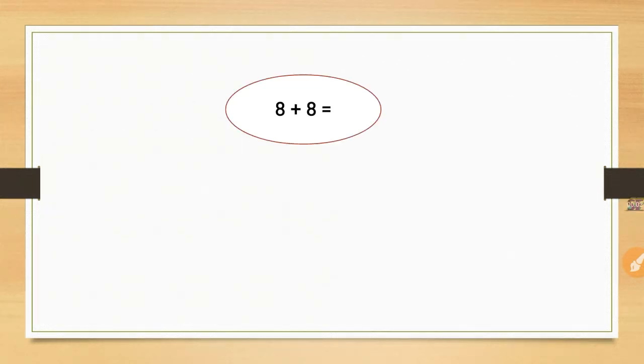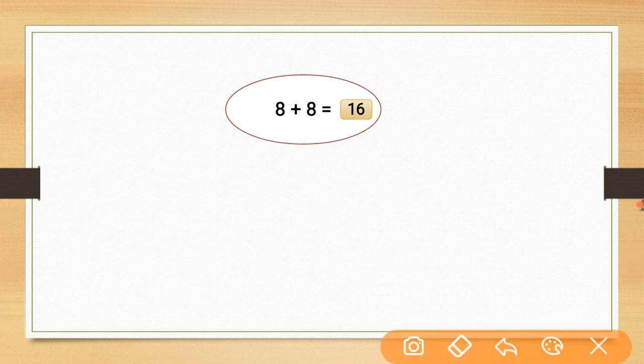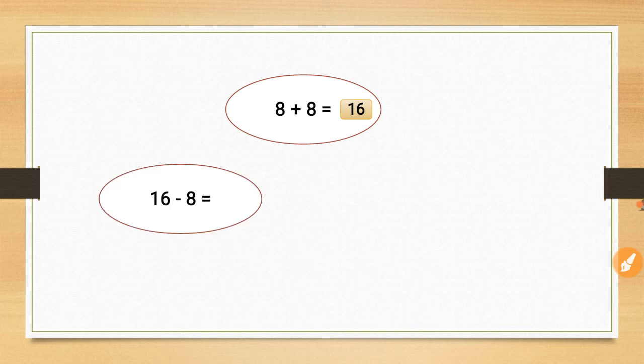See this example. When we add 8 plus 8, which number do we get here? Yes, 16. For making subtraction, we will take the sum first, that is 16, and subtract a number from this addition, that is 8. Here both numbers are the same. So we will subtract 16 minus 8. So which number do we get now? Yes, 8. The other number, if you see here, is also 8.